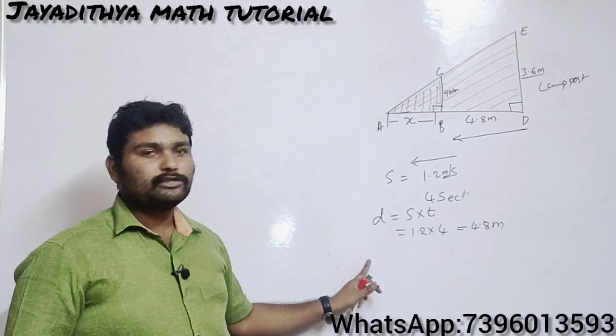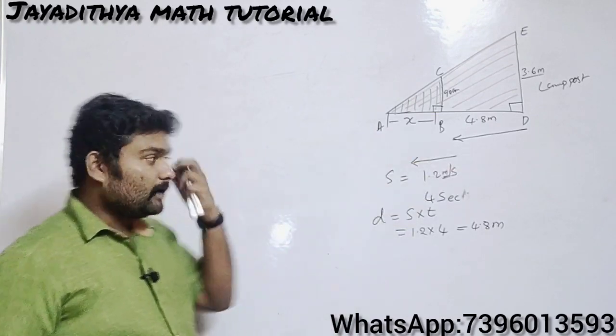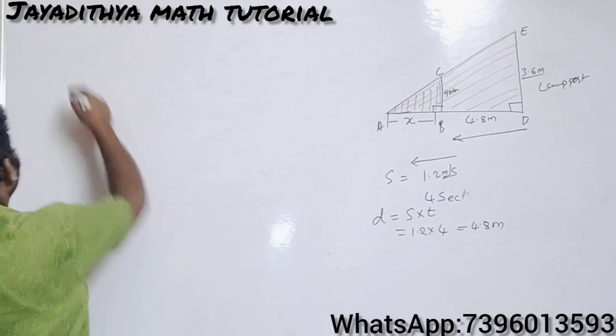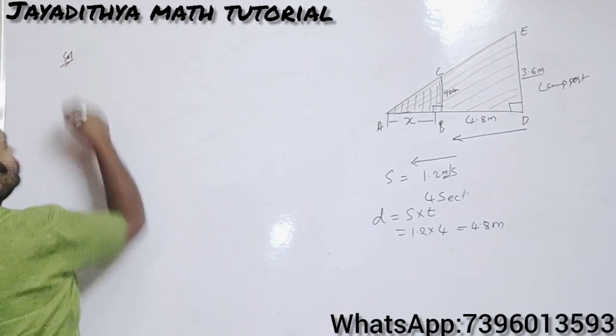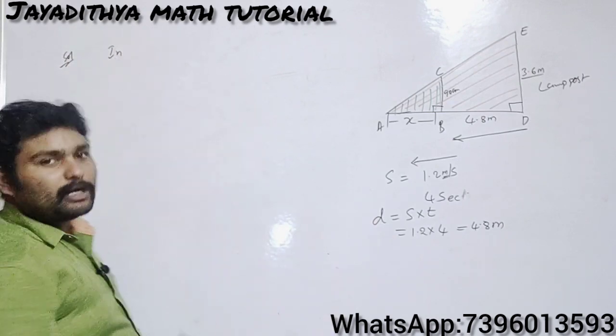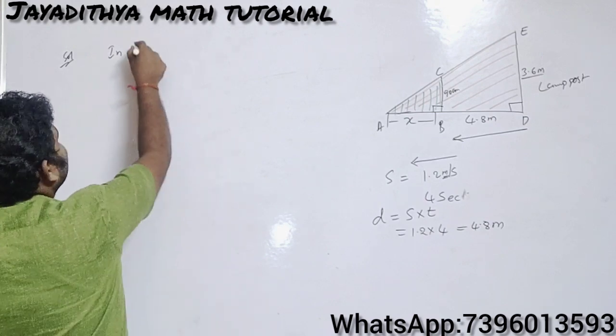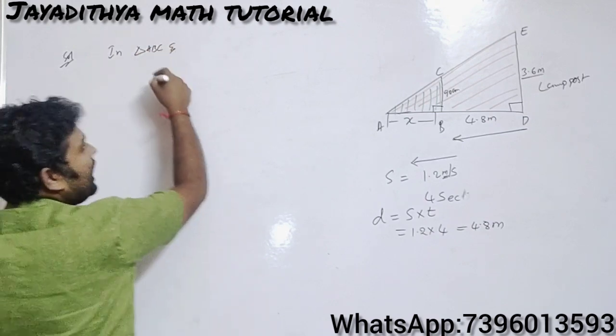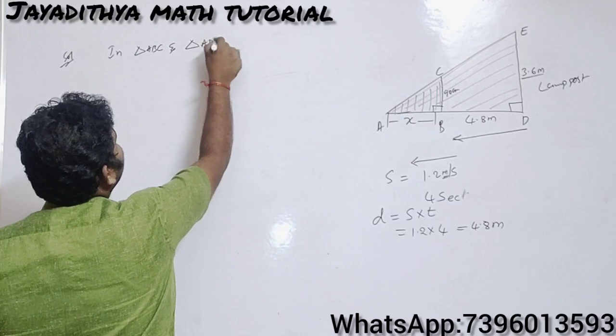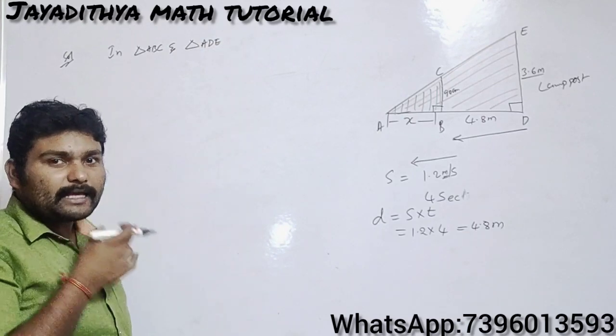You should write this one also in order to find BD. This part is also very important. After that, what do you need to do here? In the triangles, what are the triangles you are taking? That is very important. So in triangle ABC and triangle ADE.